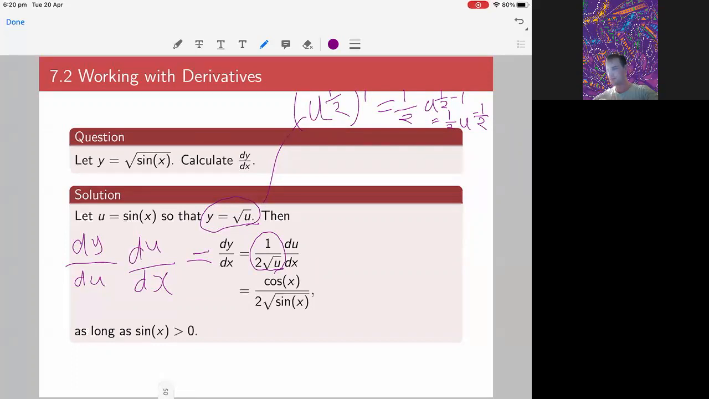Okay, great. Now that we've done that, we've got to put everything in terms of x again. Remember, u is equal to sine of x. So 1 divided by 2 times the square root of u is 1 divided by 2 times the square root of sine of x. And du on dx, well, u is sine of x, and the derivative of that is just going to be cosine of x.